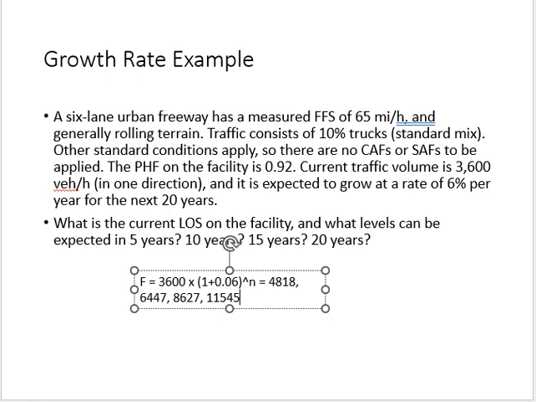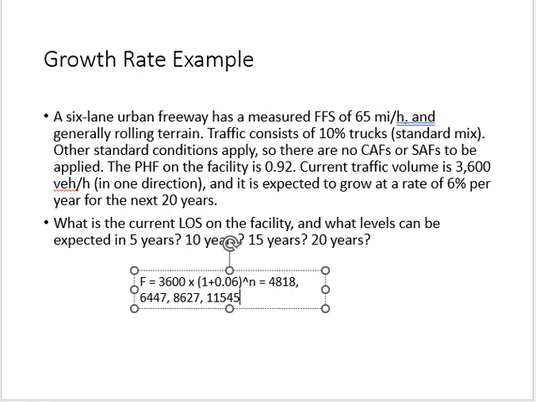You take these values and find the level of service like we did in the previous example, yesterday. You will do the same thing 5 times: one using 3,600, another using this value, then this value, then this value, and this value. Clear or not?